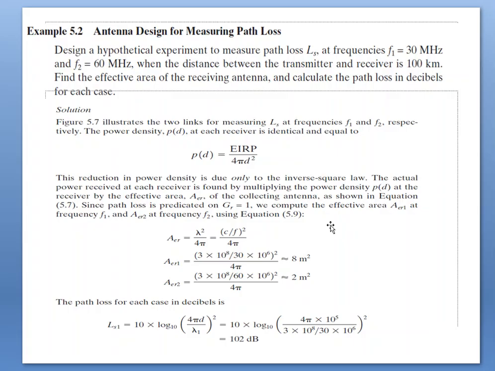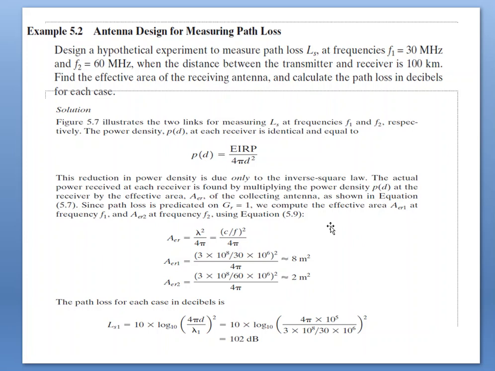We have two cases. One is F1 at 30 MHz and F2 is equal to 60 MHz. We have to find path loss for each and every case. We know from the above equation, two links of frequencies F1 and F2 respectively. Now we have to calculate the power density, that is equal to EIRP divided by 4 pi d whole square. This reduction of a power density is due to only the inverse square law.